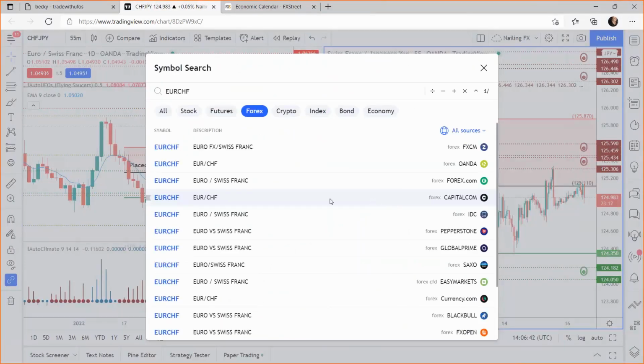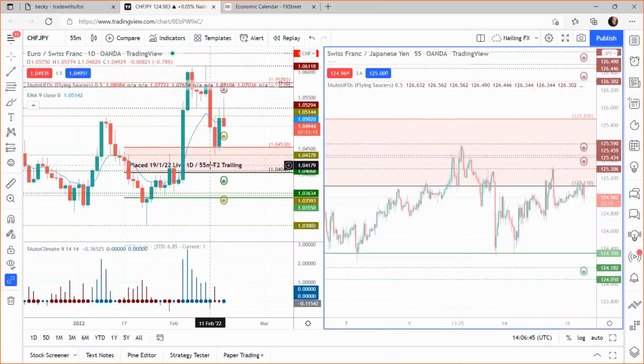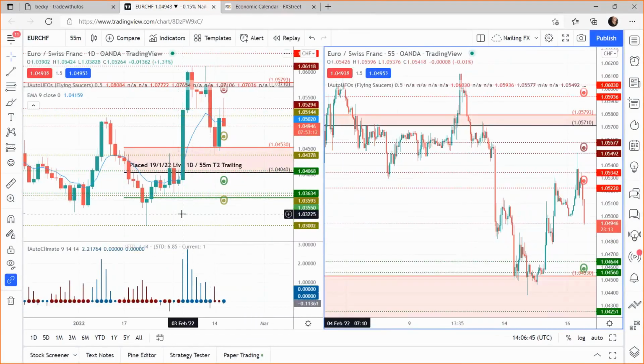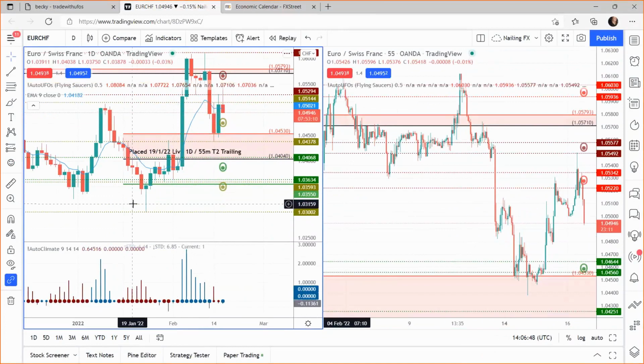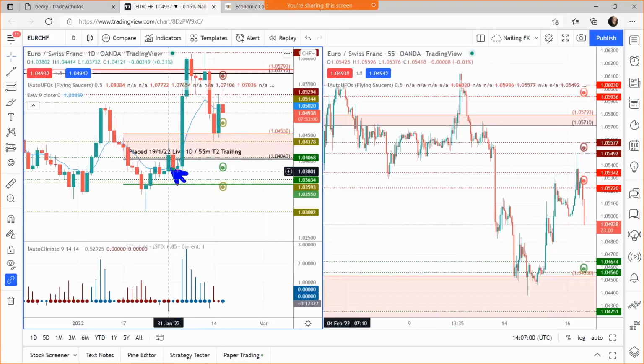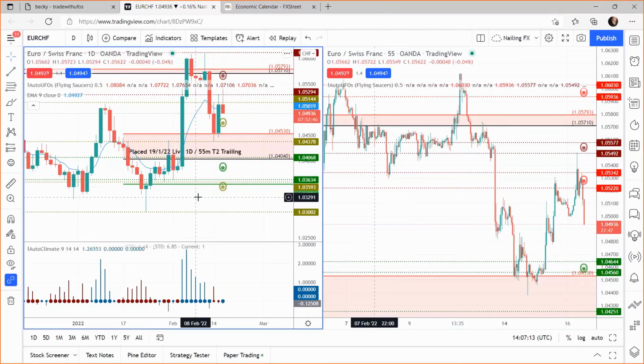So the Euro Swiss was the next one that we placed. This one would have been an out-and-out cancellation. The reason for that is we placed it on the 19th of January because we had a thick red dot and our EMA was in the right place. By the time it triggered, which was this point, we had the thick red dot, but we no longer had the EMA in our favor. So we would have cancelled this trade. If you'd left it, this trade would have been a loser for you. If you'd managed it, you would have cancelled the trade, never even got into it.